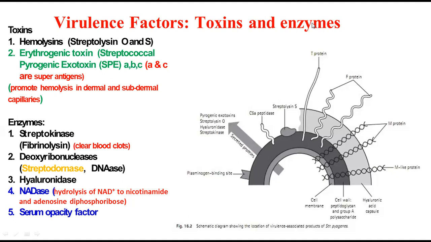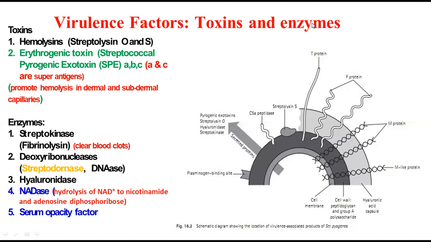For example, if it causes an infection in the skin, then due to streptokinase it can easily move from the skin to other body parts. By releasing streptokinase, it clears up the blood clots in the way, and it can easily move from one place to another. The second one is deoxyribonuclease.